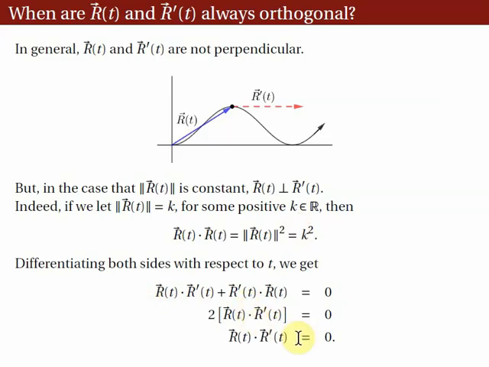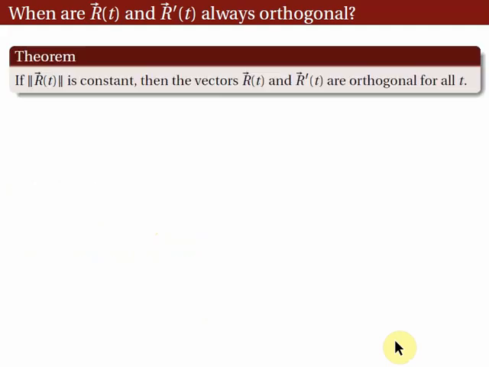Recall that if the dot product of two vectors is 0, then the vectors are orthogonal. Hence, it follows that if the norm of r of t is constant for all t, then r is orthogonal to r prime of t for all time. So we state this in a theorem. If the norm of r of t is constant, then the vectors r of t and r prime of t are orthogonal for all t.